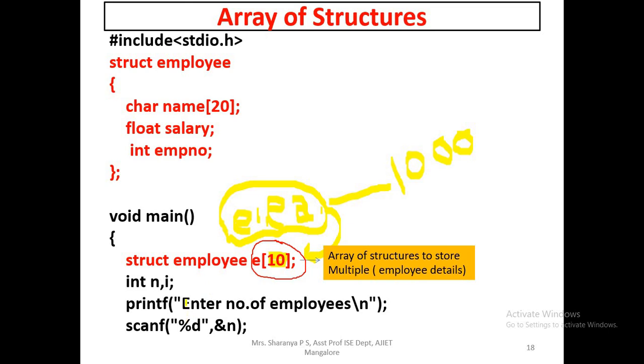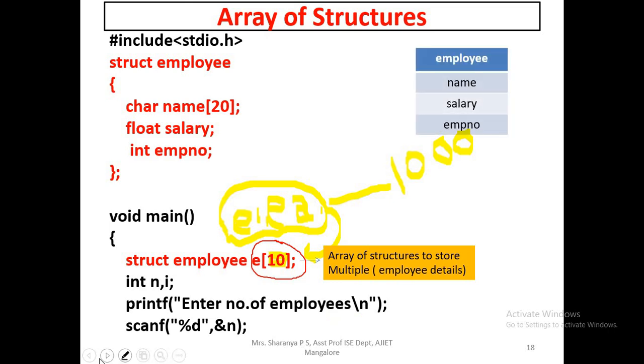If you look into it, we are asking the user to enter the number of employees. Now we are clear that it will allocate E of 0, E of 1, E of 2, E of 3, like that till E of 10. It could store the values of name, salary and employee number. So here it is asking to enter the number of employees.